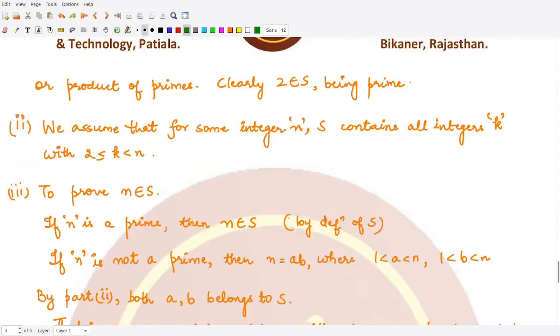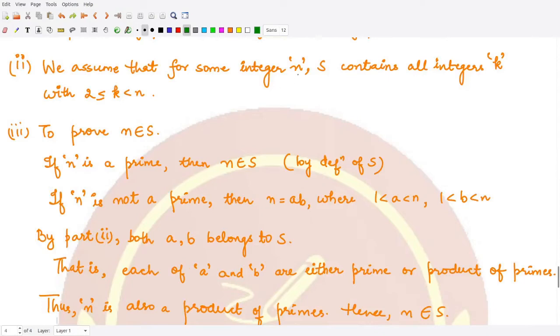Now for the second part, we assume that for some integer n, S contains all integers k such that A is less than or equal to k less than n. So k is lying between A and n, and we assume that for some integer n, S would contain all such k. We are assuming that k is some member of S with this condition, right? This thing we are assuming here. Next, we will prove that n is also a member of S. If that is so, we are done with the proof.